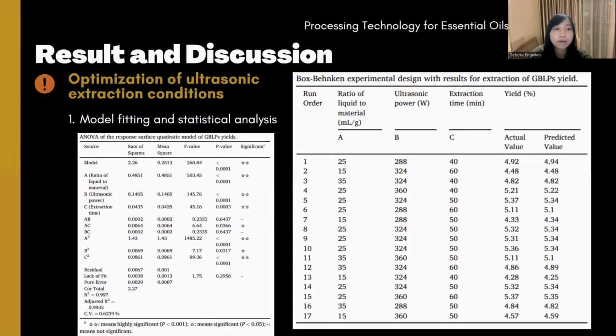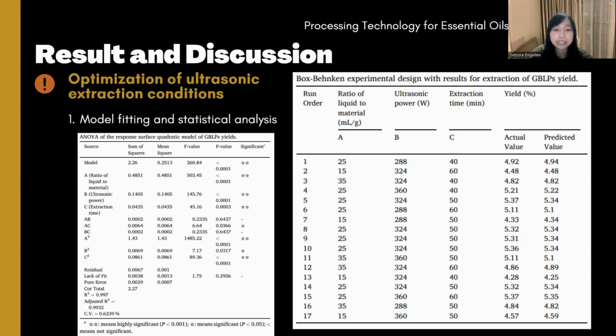The second one, we're going to discuss the optimization of ultrasonic extraction conditions. In this part, we look at the model fitting and statistical analysis. The matrix of RSM was designed by Design-Expert 12 software. The experiment was randomly divided into 17 groups, shown below on the screen at the right. Twelve groups were interactive experiments, and the other 5 groups were central repeat experiments for error analysis.